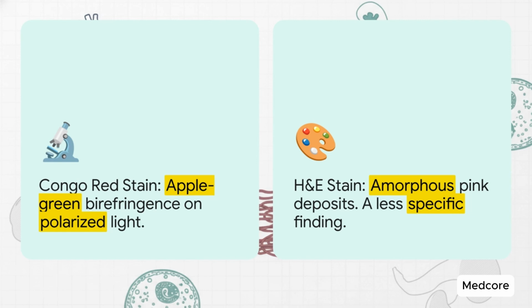On a standard H&E stain, which is our basic everyday stain in pathology, amyloid just looks like this smudgy, amorphous pink material. It's a hint, a clue, but it's not definitive. The real money, the gold standard for diagnosis, is the Congo red stain. Under normal light, it makes the amyloid deposits look red or orange, but, and this is the part you need to burn into your memory for exams, when you flip on a polarizing filter, that same Congo red-stained amyloid glows with this incredible apple-green birefringence. That unique optical property is pathognomonic. It's the smoking gun for amyloidosis.